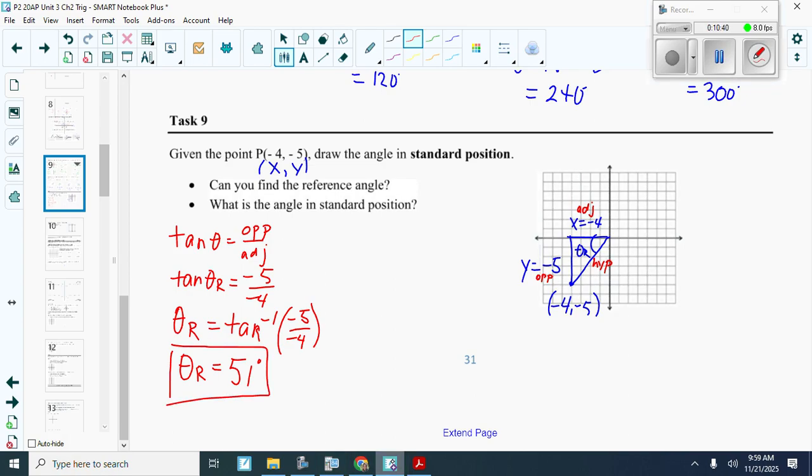So when they give you points on a coordinate, this is what you need to do. You need to draw the triangle. You need to use x and y and use your SOHCAHTOA, either your tan, sine, or cos. And now that you know that it's in quadrant 3, what is your standard angle? Your standard angle is 180 plus your reference angle. So 180 plus 51, we should be sitting at 231 degrees.